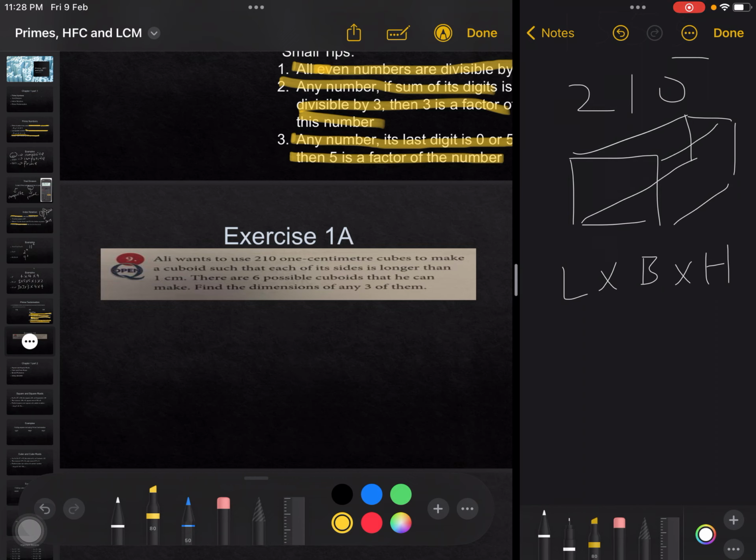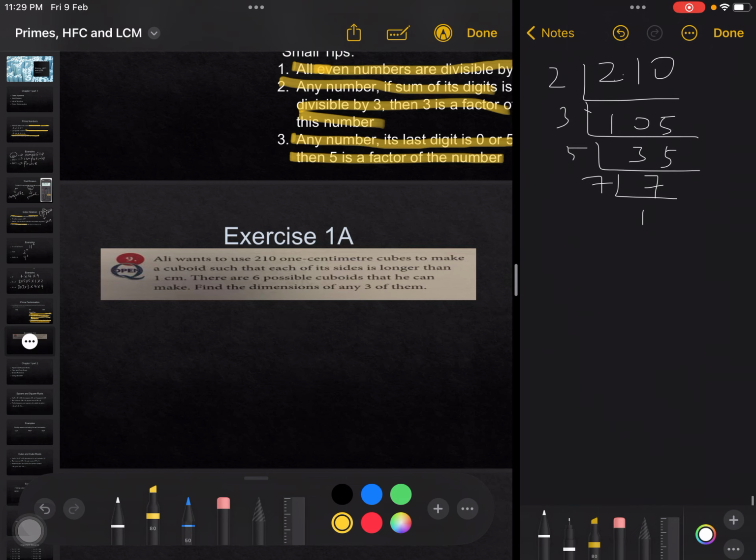Okay, so how do we go about approaching this question? So we need to know what's the length, what's the breadth, what's the height. So before we do that, we need to find out what are the factors of 210. So we find out the factors first. 210, okay, so we find the prime factors first. So 2, I have 105. Then I divide by 3, I have 35. Then I divide by 5, then I have 7, so I have 7, 1.